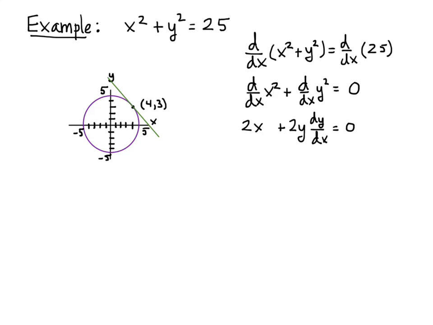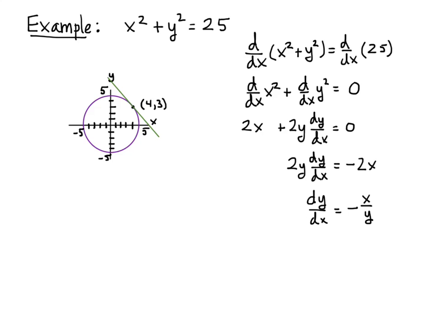So this is kind of an implicit statement of what the derivative is. Now we're going to just solve for the derivative. And so I'm going to bring the 2x over to one side. I'm going to divide both sides by 2y, and I get negative x over y. Okay, so there's the derivative of that circle.